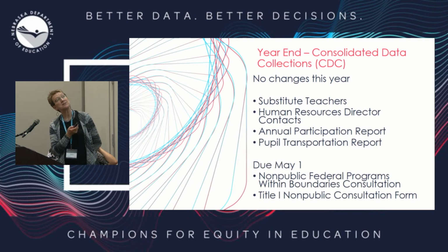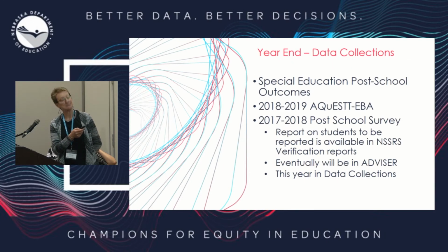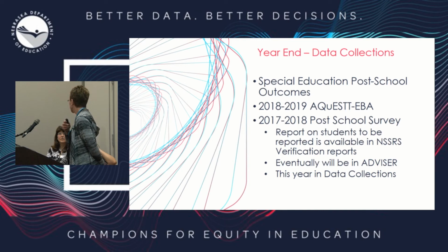And these are the collections that are currently open. They've been open for a while. There's no changes. Substitute teacher, human resources, annual participation report. These are all due May 1st. Non-public federal programs within boundaries, Title I non-public consultation, all due tomorrow, with the audit window on May 15th, right? Yeah, audit window to May 15th.